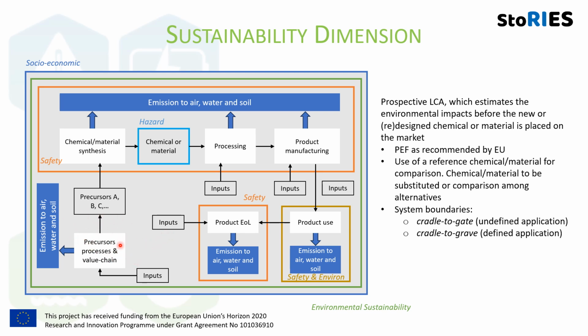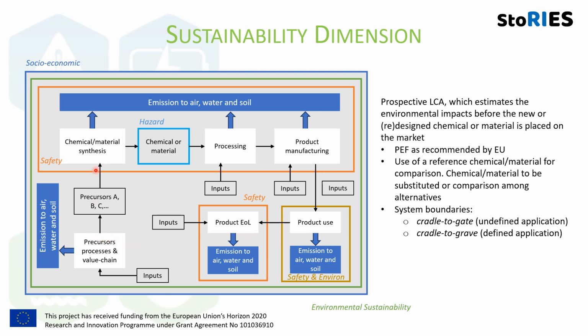We can think to start with precursors and raw materials with their own value chain. From this we have the precursors, and then we have the synthesis of the chemical or the material. The chemical or material synthesis gives as an output the chemical or the material of reference. This one is then further processed to have the product. So we have the product manufacturing, and from here we have the product that of course will be used in the application, and at the end of life there is also a step concerning the end-of-life phase.